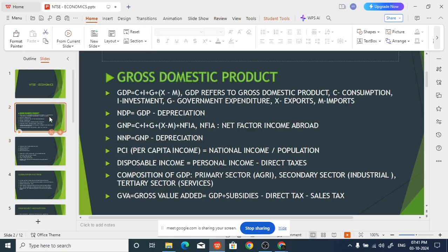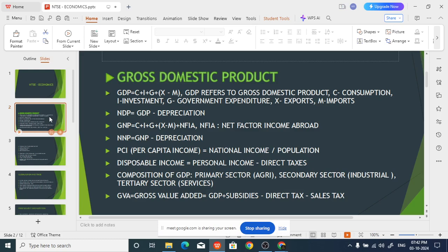So GDP is a word which is used very commonly. Then let's go to per capita income. This is also very popular. Per capita income is the income of an individual in that country. That is equal to national income divided by population.